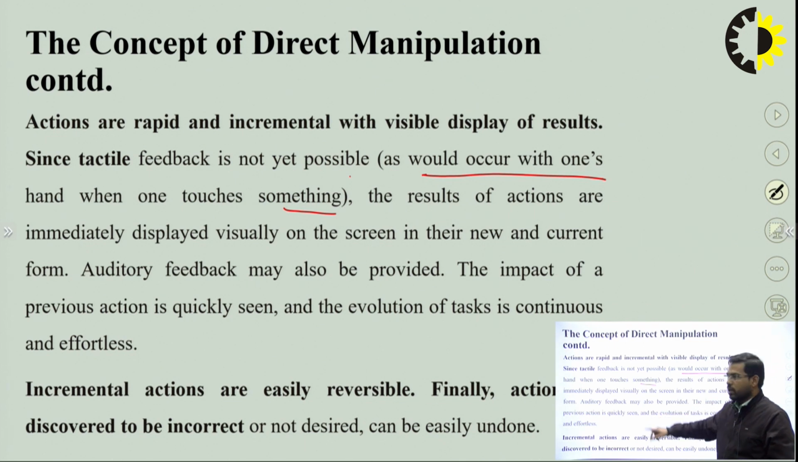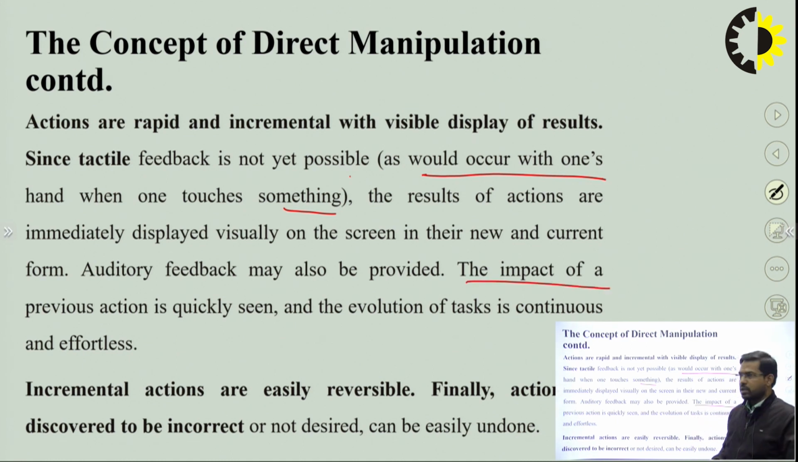Next, auditory feedback. Auditory feedback means creating an audio sound. If you click, it creates a single click sound, and if we double click, it makes the double click sound. So auditory feedback may also be provided when we click any icon or open any application.